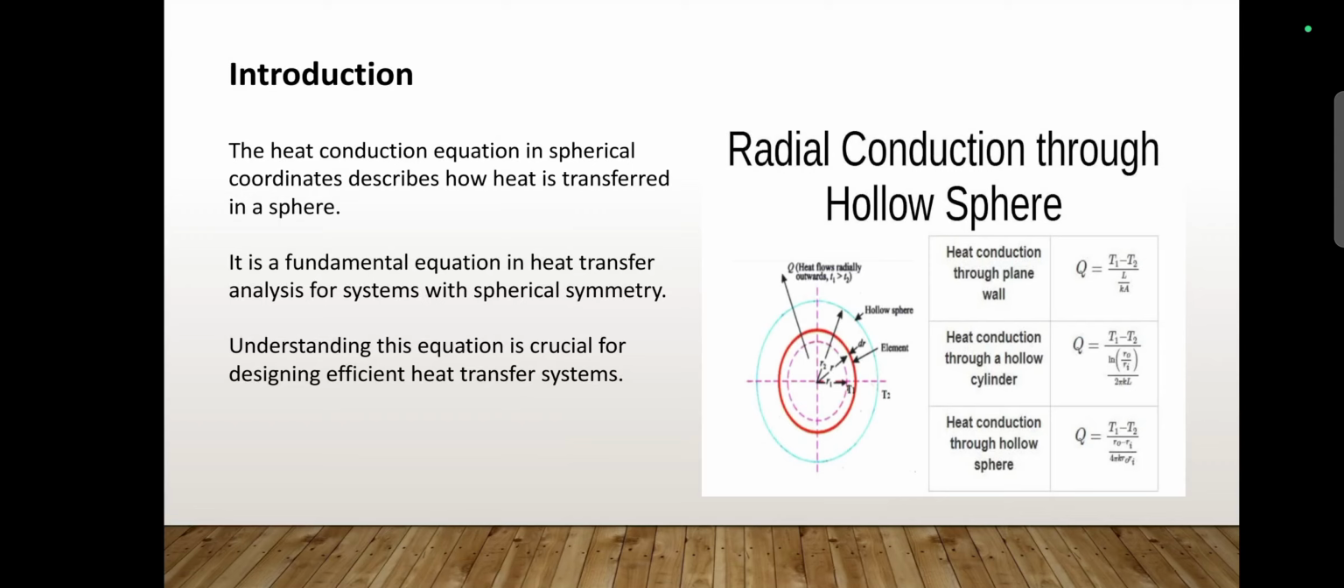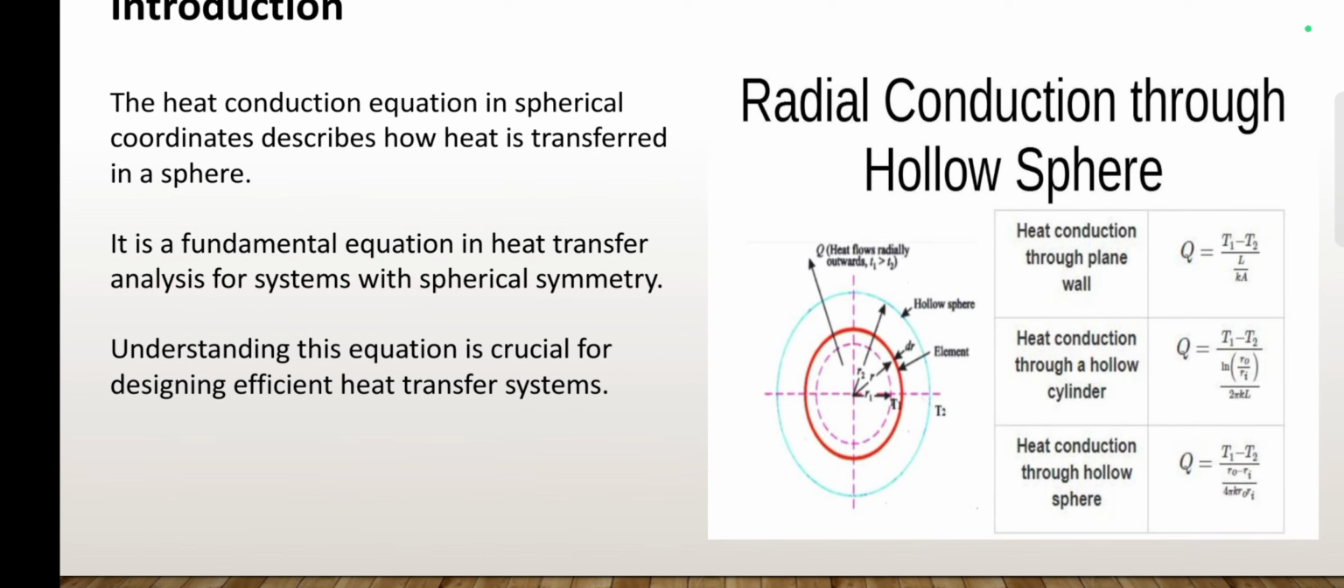Radial conduction through hollow spheres. Heat conduction through a plane wall: Q equals (T1 minus T2) by L by KA. Heat conduction through a hollow cylinder: Q equals (T1 minus T2) by ln(R0 by Ri) by 2 pi K L. Heat conduction through a hollow sphere: Q equals (T1 minus T2) by (R0 minus Ri) by 4 pi K R0 Ri.